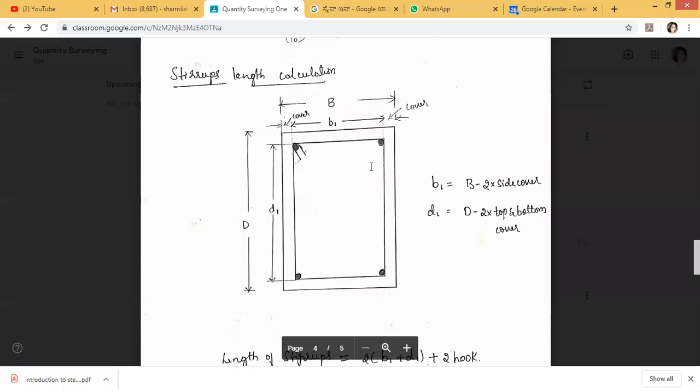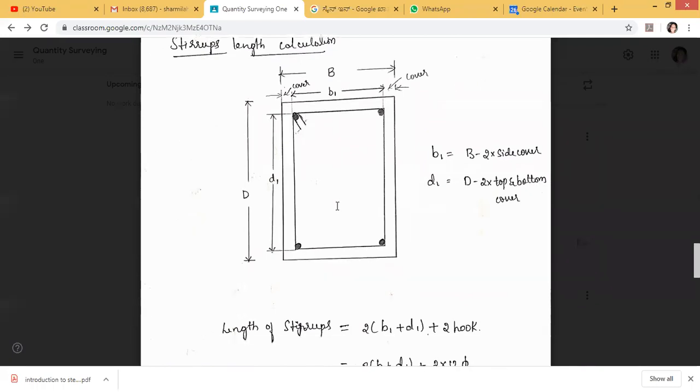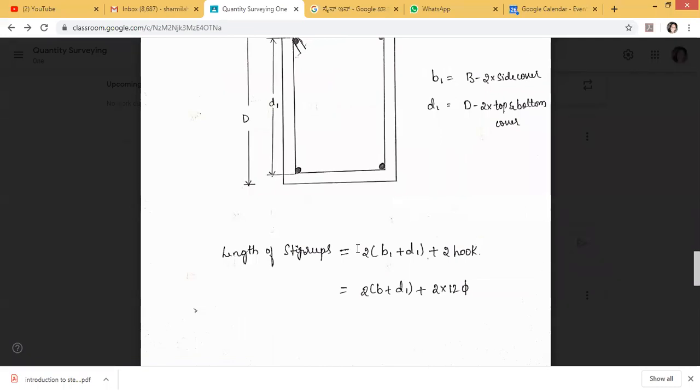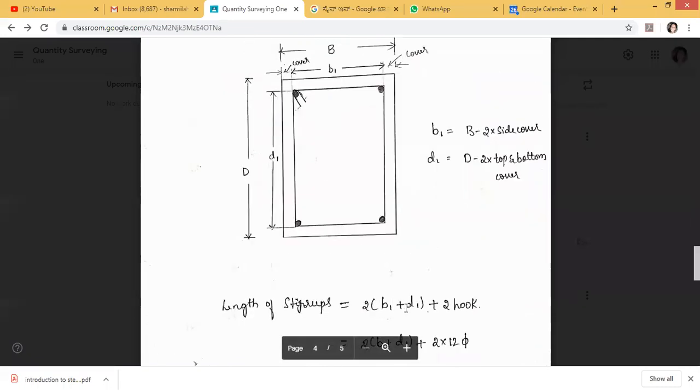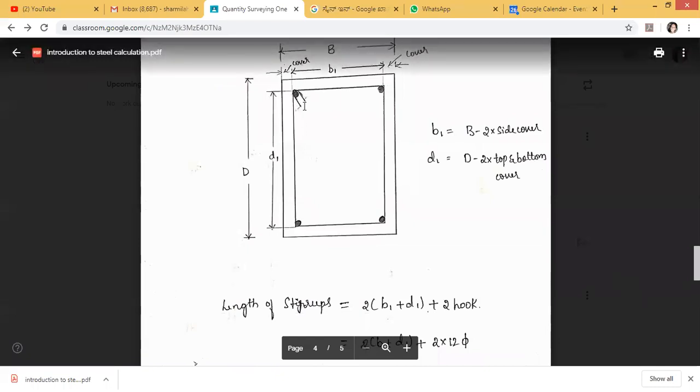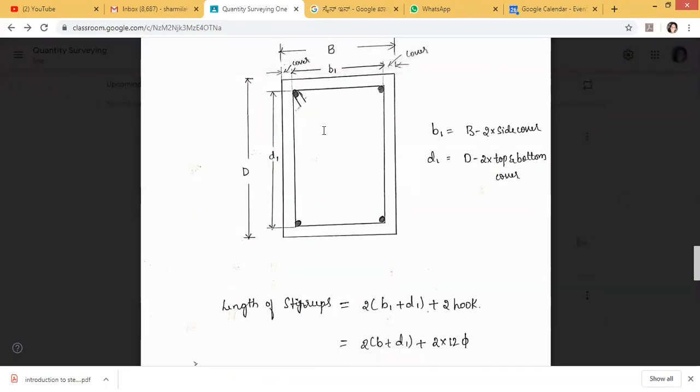Next, how many b1 are there in this figure? We have b1, d1, b1, and d1. So we have 2 b1 and 2 d1, and I will add this up. Length of stirrup is equal to 2 times (b1 plus d1) plus, as you can see here, we have two hooks. One is at the starting and another at the ending of the bar. You should provide a hook and attach it with the main bars, so 2 times the hook.